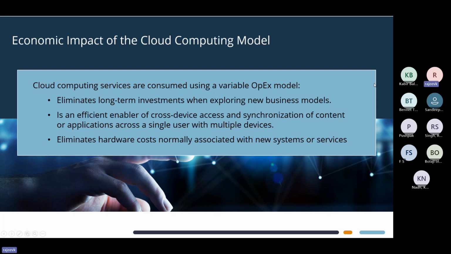So overall, cloud computing services are consumed using a variable OPEX model, an operational expense model, based on your operational expenses. So it will eliminate long-term investment. It is also an efficient enabler of cross-device access and synchronization of content or applications for a single user with multiple devices. And it will also eliminate the hardware cost normally associated with a new system or service, because here you are not going to purchase any hardware. You are only investing in the capability.